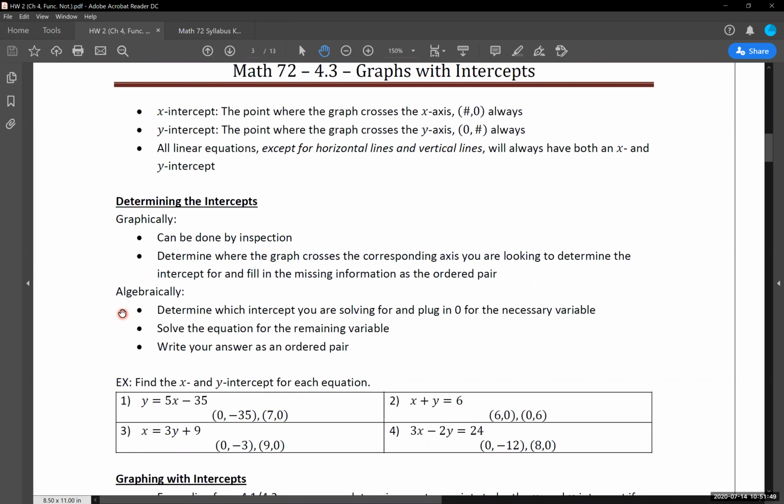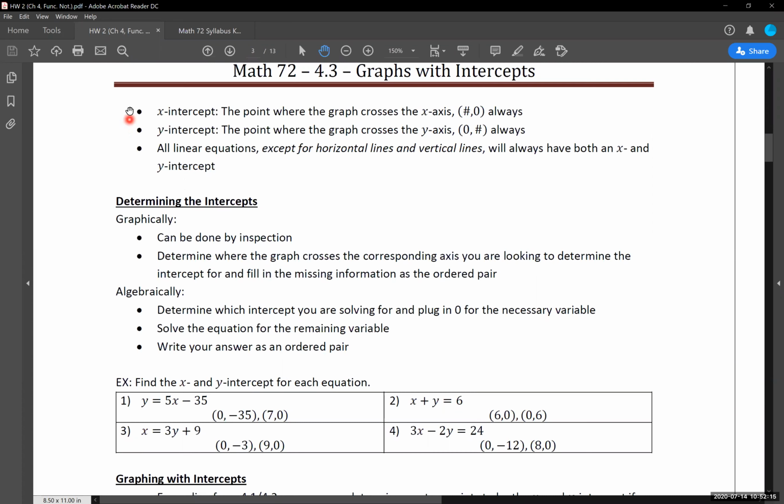Once we have everything plugged in, we're just going to solve the equation for the remaining variable. Everything we've learned up to this point is what we're going to be using to do that. And then, this is another part that gets people: write your answer as an ordered pair. If I am asking for the x-intercept or the y-intercept, that is asking for a specific point, an ordered pair, so you need to list the x and the y value.